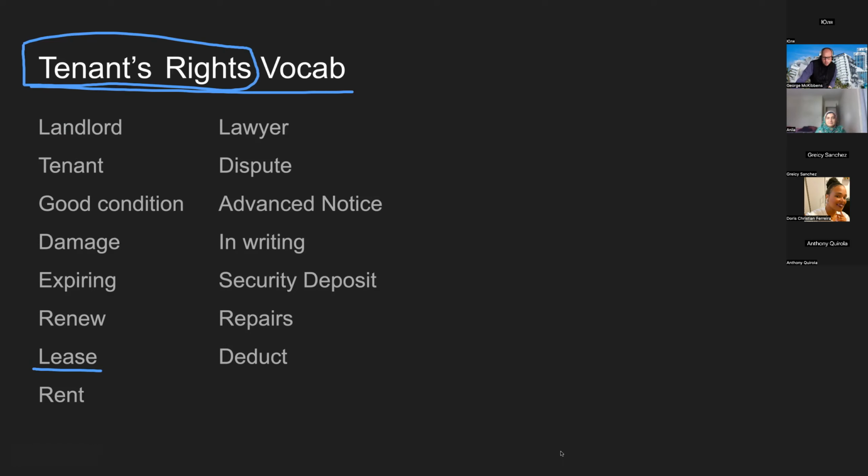And the contract itself, that's called the lease. Lease is a specific word for contracts involving renting apartments. Who could tell me what this phrase means? In writing. What is that?